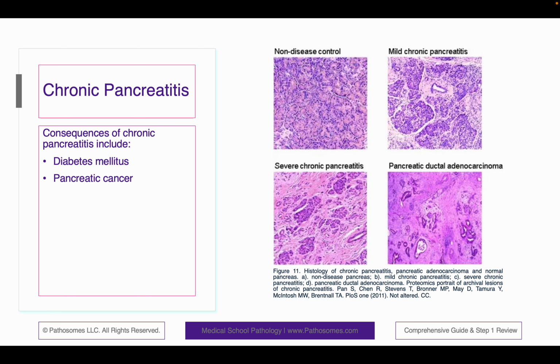Speaking of that, let's discuss pancreatic carcinoma. This is important.